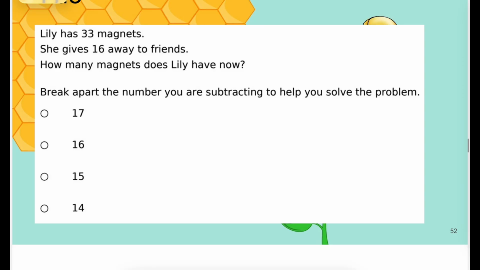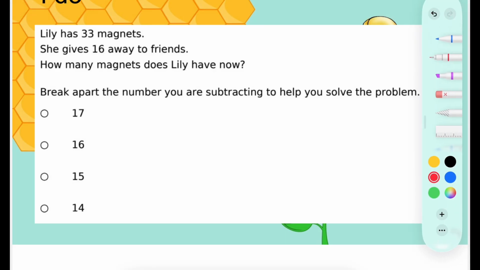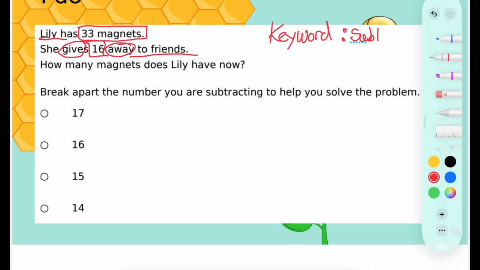Next, Lily has 33 magnets. She gives away 16 to her friends. How many magnets does Lily have now? The story is about Lily, and she has 33 magnets in all, but she gives away 16 to friends. Giveaway is a key word. Giveaway means to subtract. When we give away, that means our number is getting smaller. Our number sentence would be 33 minus 16 equals question mark.